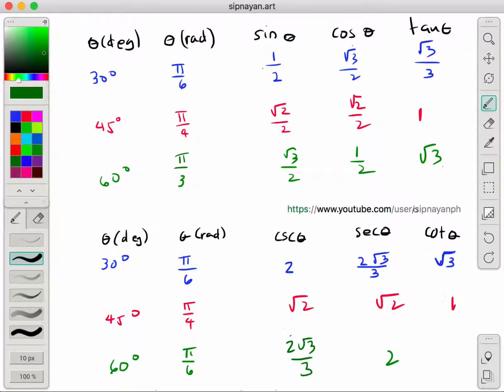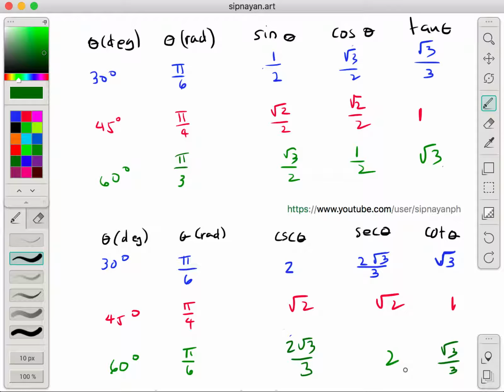And lastly, what is the reciprocal of square root of 3? This is 1 over square root of 3. To remove the square root of 3, we multiply both the numerator and the denominator by square root of 3 over square root of 3. So this becomes square root of 3 over 3. That is its value: square root of 3 over 3.